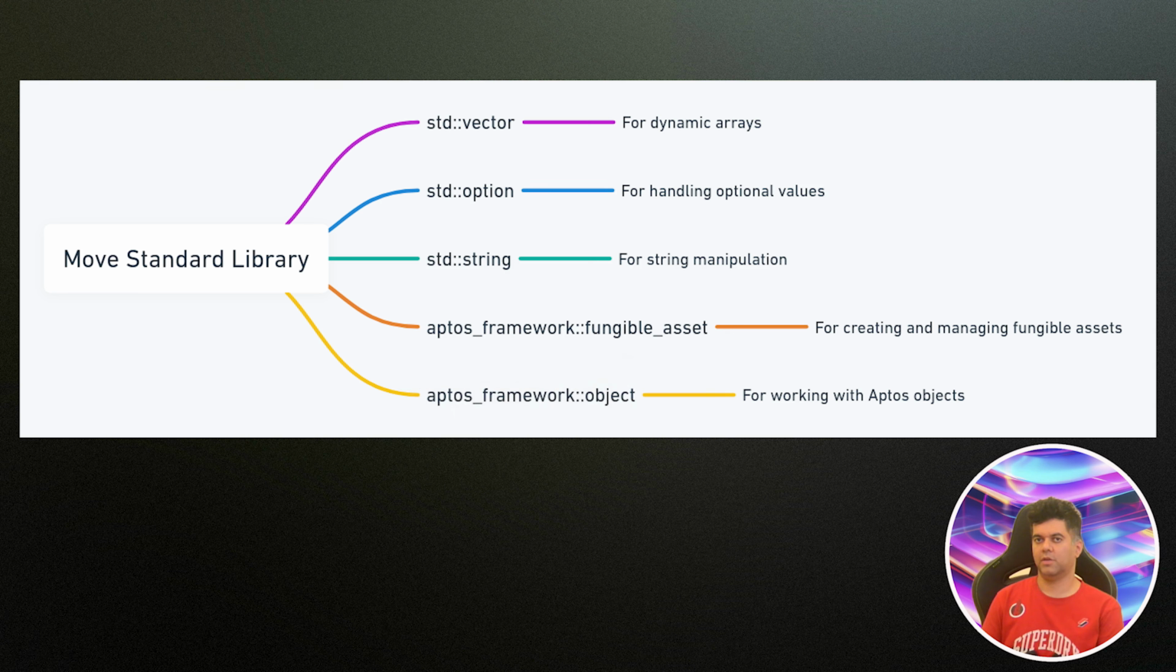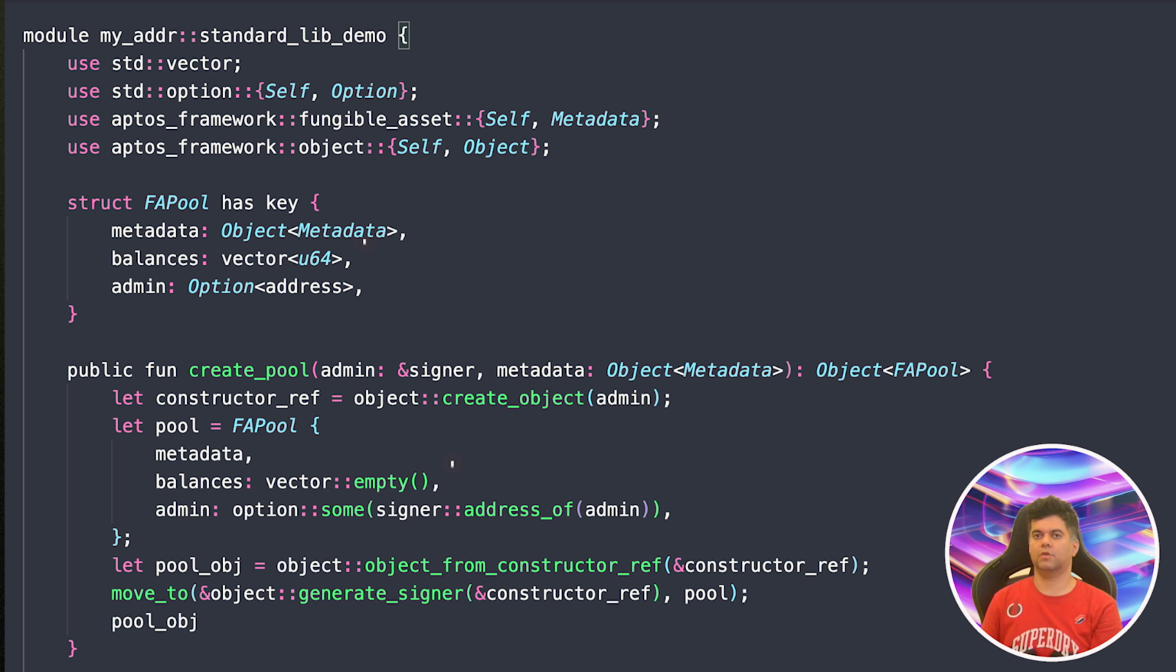Let's look at a quick example that uses a few of these. In this example, we're using vector to store multiple balances, option for an optional admin address, and the fungible_asset and object modules to work with Aptos specific concepts.